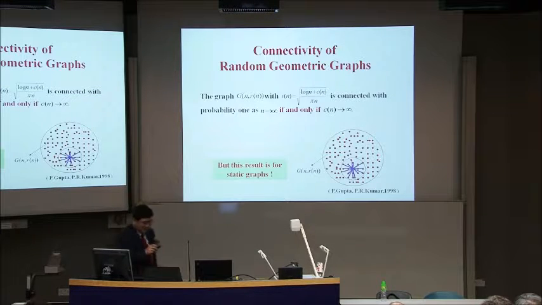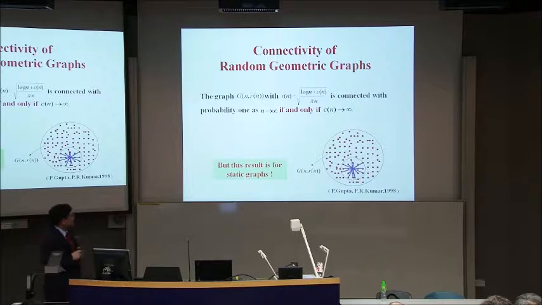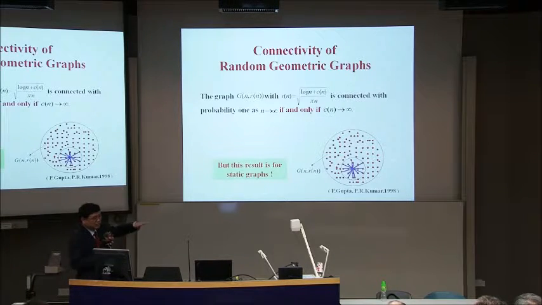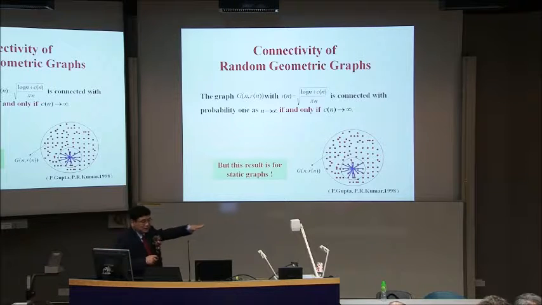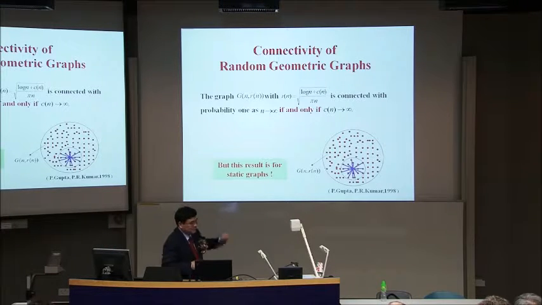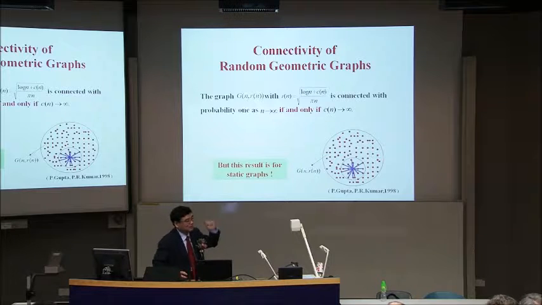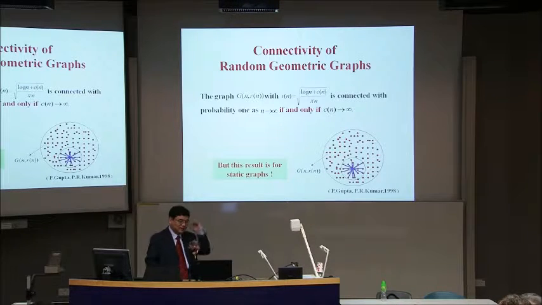But this is a result only for the static graph. As I see it, the initial condition for our dynamical system corresponds only to the initial stage. So when the system moves, all the independence and i.i.d. properties will be destroyed. That's a problem for our study of the dynamical system.